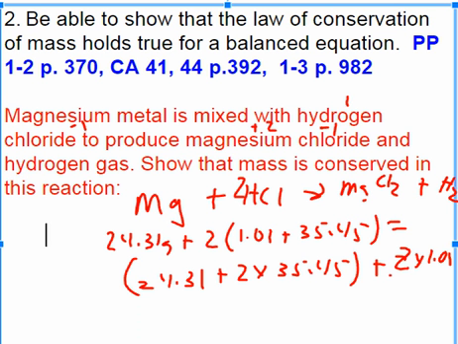24.31 plus 2 times the 1.01 and the 35.45. So I'm getting a mass of 97.23. And when I add up the other side, I should get that same mass. And that's all objective 2 is asking you to do. Get the balanced equation and show that you get the same mass when you add up all the pieces for each side.